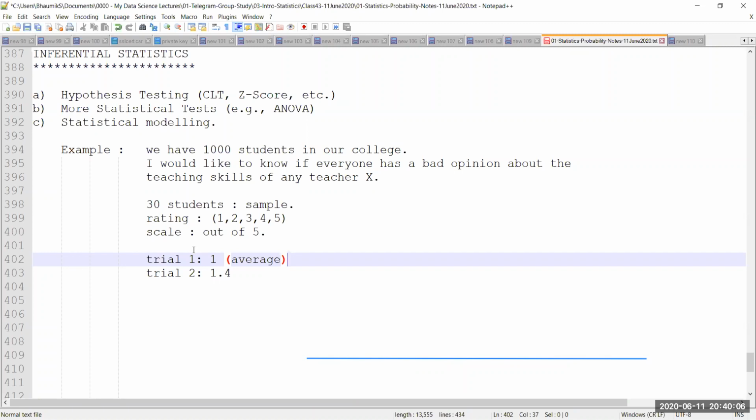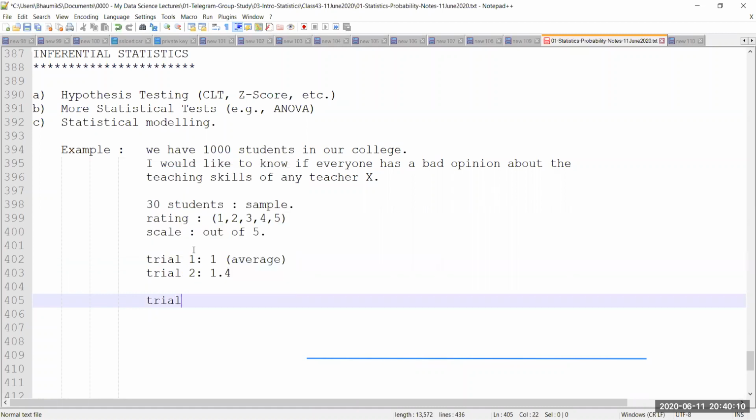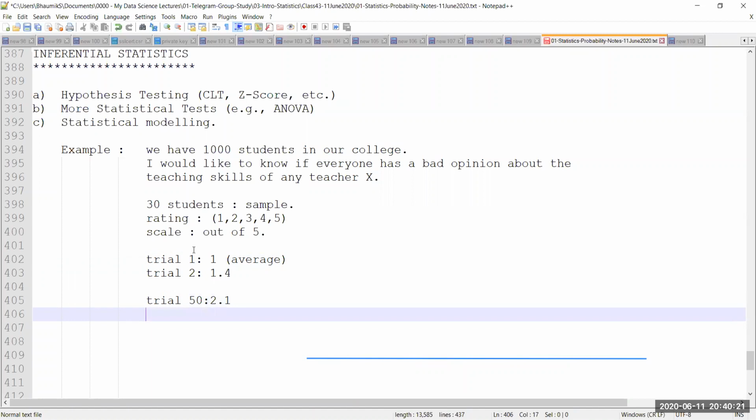So I take this kind of thing, and I do a trial up to, I don't know, 50. I at least do 50 trials and get some kind of ratings. So this is exactly what I'm doing. And then I'm trying to plot the means, or the averages, that I've got in each and every one of these experiments. What I get looks, let's say, something like this.